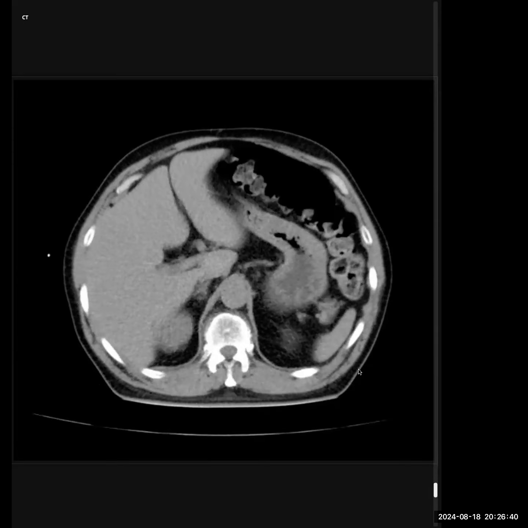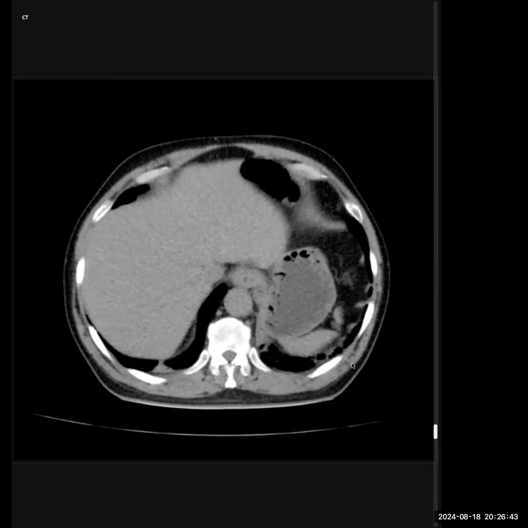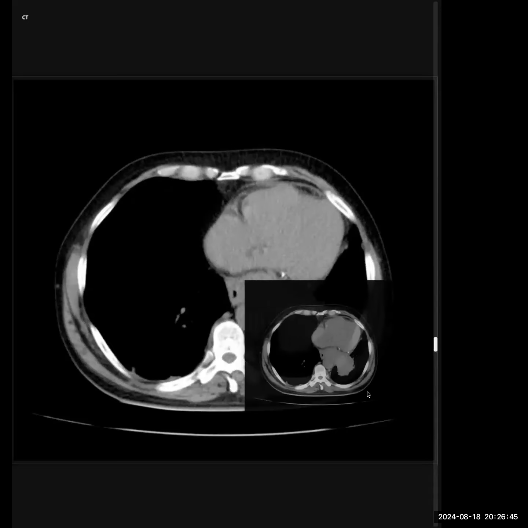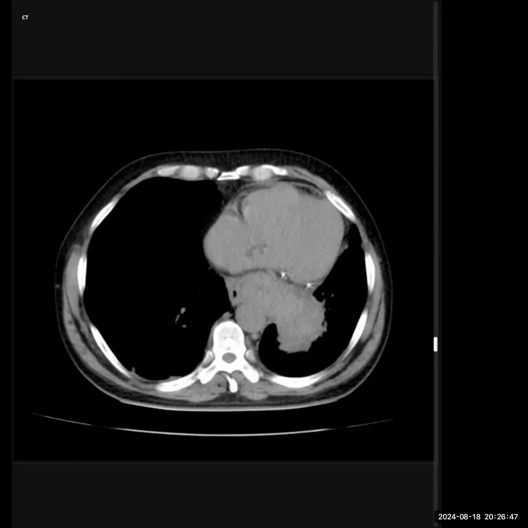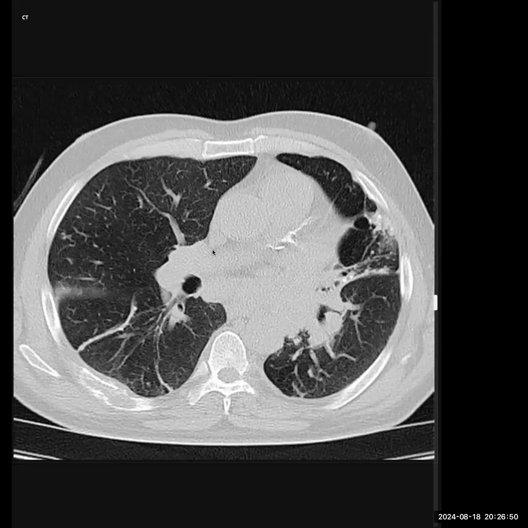So in this, I would also see the lung window to see the rest of the lungs. Let go of the mouse. I'll quickly give you the lung window. Here you go. You have control.